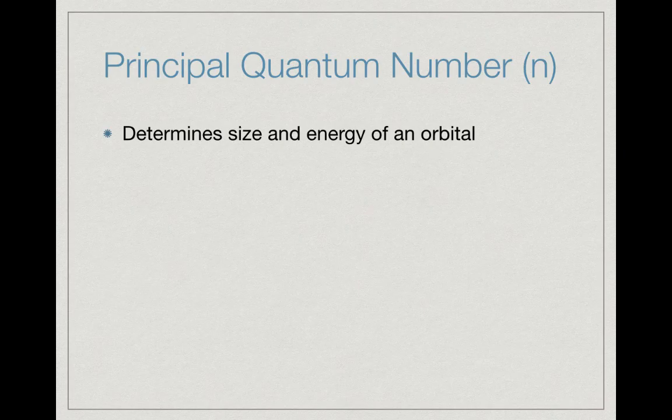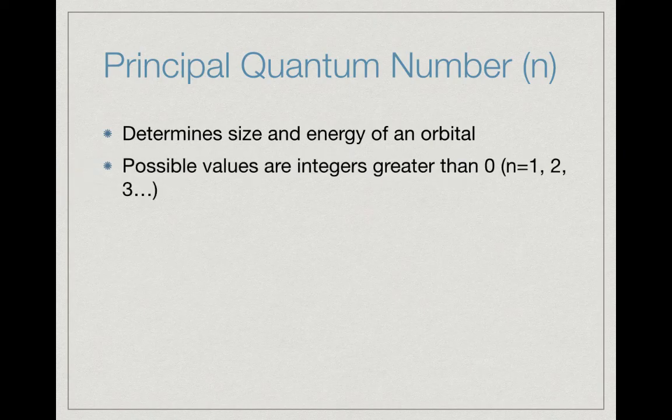N is really what determines the size and energy of an orbital. That's the reason it's called the principal quantum number: it determines both the size and the energy of the orbital. It has certain allowable values, and these are just integers greater than 0, so 1, 2, 3, 4, etc.